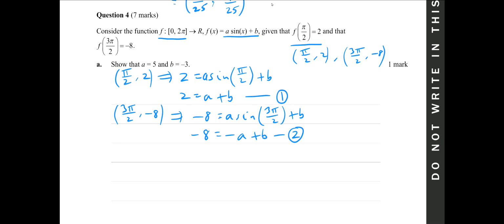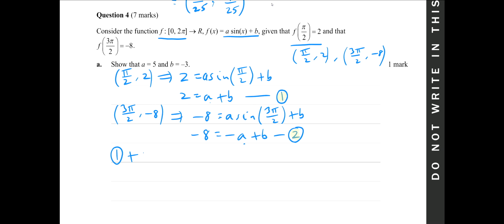So we now have two simultaneous equations, equation 1 and equation 2. So here's equation 1, and there is equation 2. Using our regular rules for solving simultaneous equations, we can see that the a's have the opposite sign, so let's add 1 and 2 together.